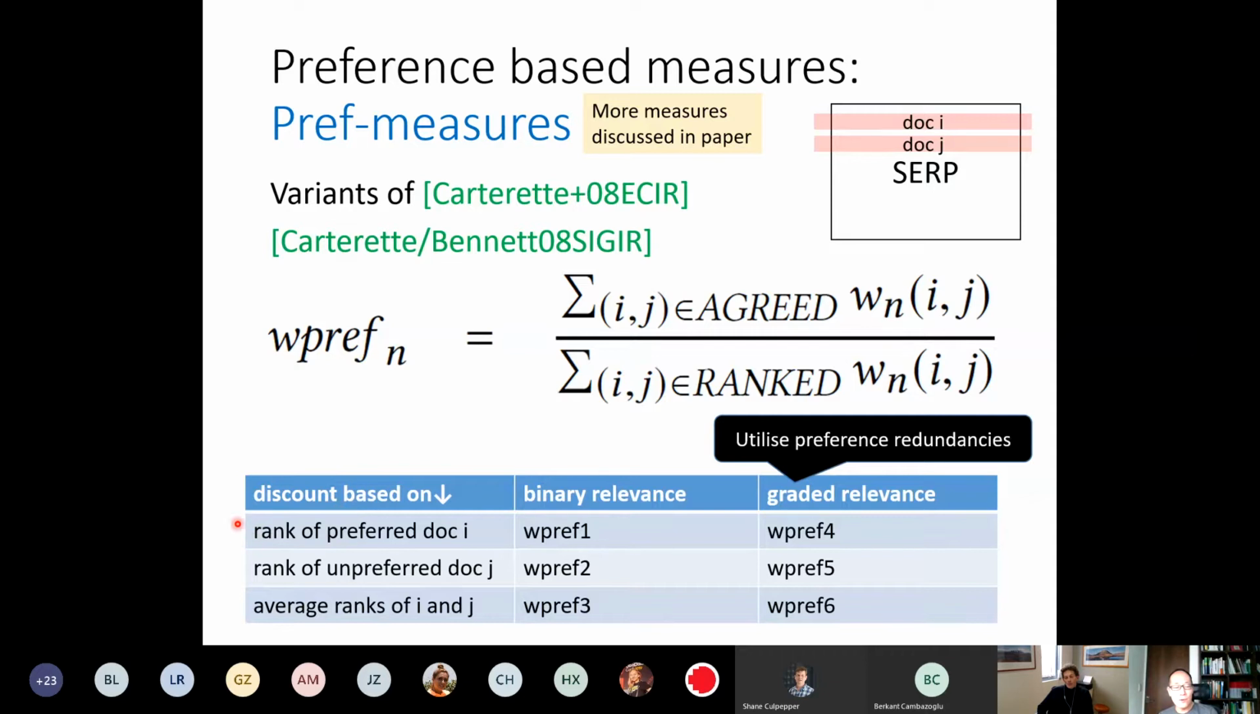So I tried all three. Ben suggested I and J. So I is the preferred document. J is the unpreferred document. I tried averaging both. So I have three variants based on binary relevance.